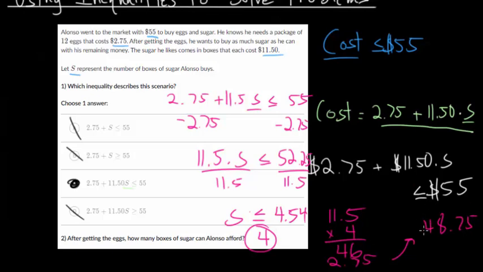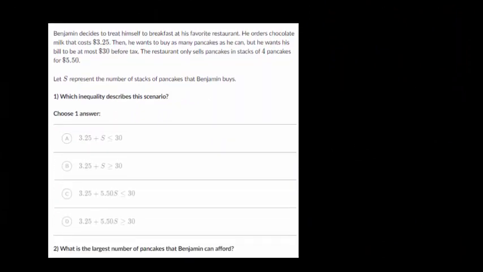But you can see if you bought another box of sugar, if you added another 11.50 to that, it would put you way past 55. So when you checked it, it did actually make sense that 4 was the most that he could afford. So let's move on. We're going to do 3 more of these.